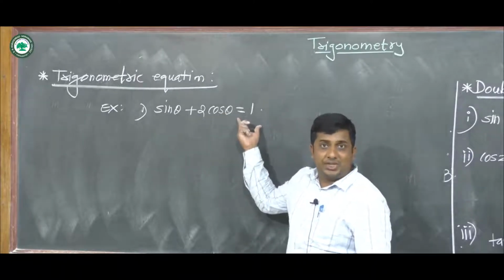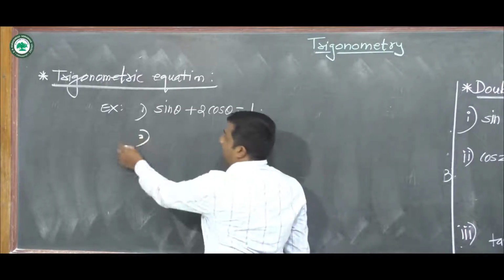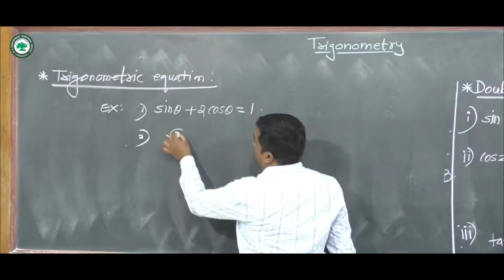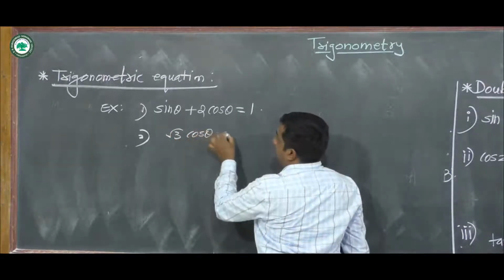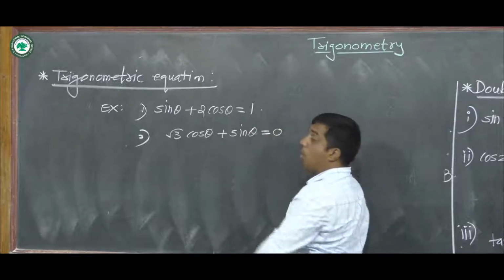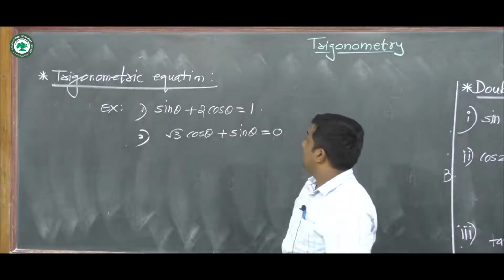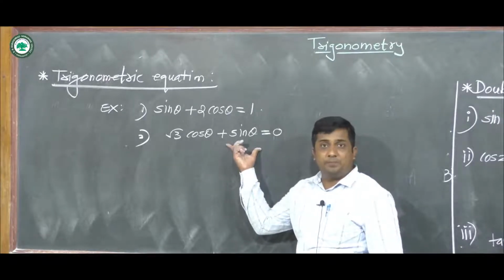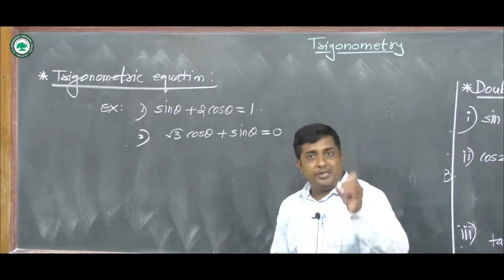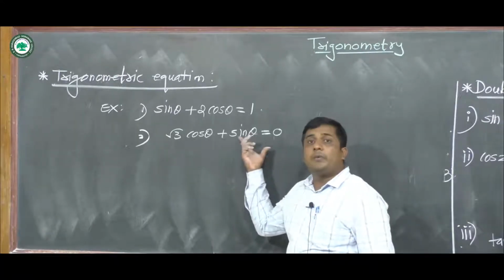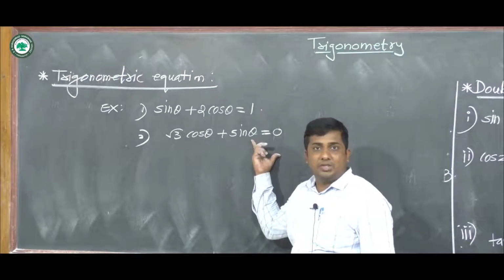Let us see the second one. Here in the second we consider root 3 cos theta plus sine theta is equal to 0. So this is also a trigonometric equation, since here we consider trigonometric functions, and also we consider equality between LHS and RHS.